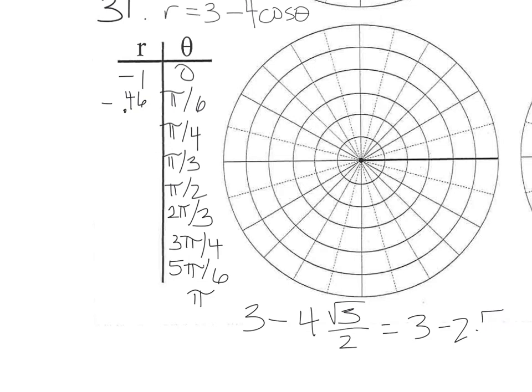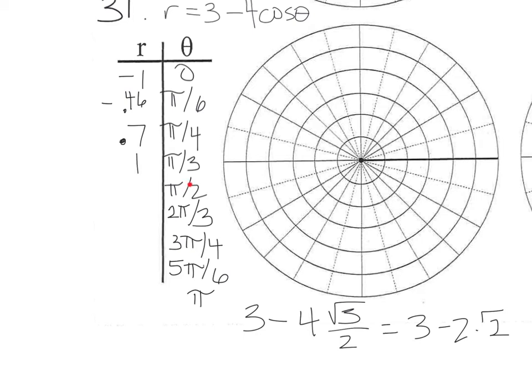So down here, we could just change this up to a root 2, plug it in, see what we get. And this would be a positive 0.7. Next, we have pi over 3. Pi over 3 goes in for cosine. This would be a half. So 4 times a half would be 2. So 3 minus 2 would be 1.